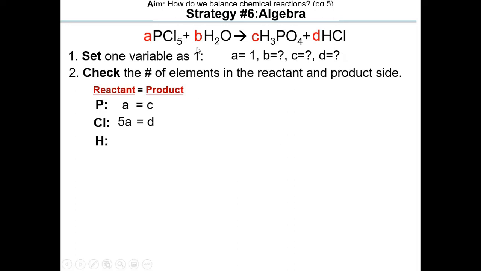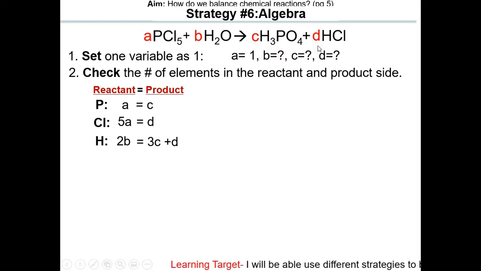How about hydrogen? Hydrogen is B times 2, so that's 2B. How about the product side? We have C times 3, that's 3C, but we have a hydrogen in HCl, so D times 1 is D, so the total amount of hydrogen on the product side will be 3C plus D, and we're going to set that equal to 2B. For oxygen, we have B times 1, so that's B, that's for the reactant side. For the product side, we have C times 4, that's 4C. So we're going to set 4C equal to B.